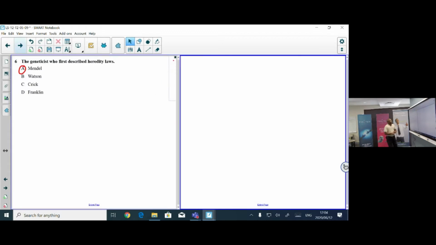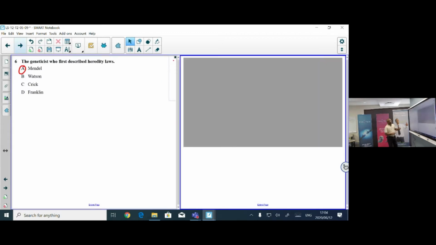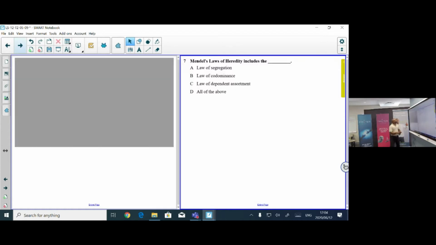Question 7. Mendel's law of heredity includes the following. A, law of segregation, law of dominance, law of independent assortment. All of the above, yeah? Without wasting much time, all of the three laws relate to the laws of Mendel.